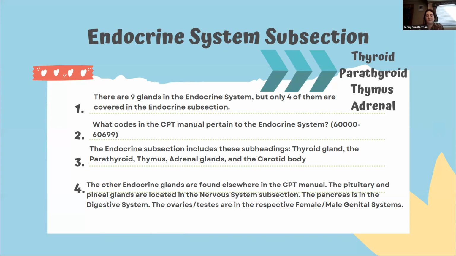The other endocrine glands are found elsewhere in the CPT manual. The pituitary and the pineal glands are located in the nervous system subsection. The pancreas is in the digestive system, and the ovaries and testes are in the reproductive female/male genital systems. So this chapter is going to be on thyroid, parathyroid, thymus, and adrenal when it comes to the endocrine system.